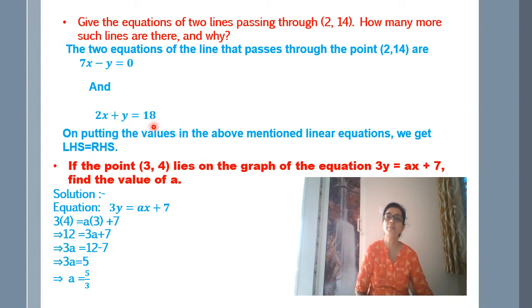Similarly, you can take many equations because a linear equation in two variables can have infinitely many solutions. So let us take one more equation of the form y minus x. Let me put the value y as 14 and x as 2. Then what shall I get in the RHS? I will get 12. So y minus x is equal to 12 is another equation. In that way, you can make innumerable equations.